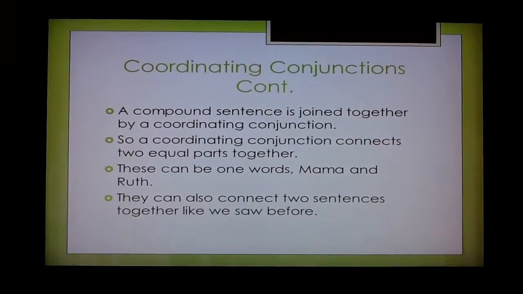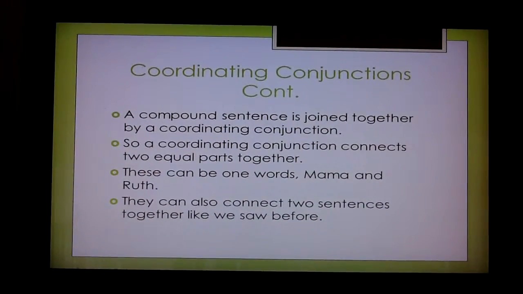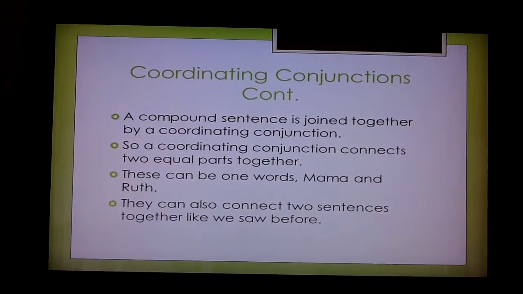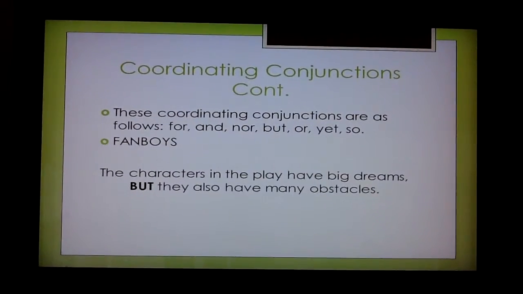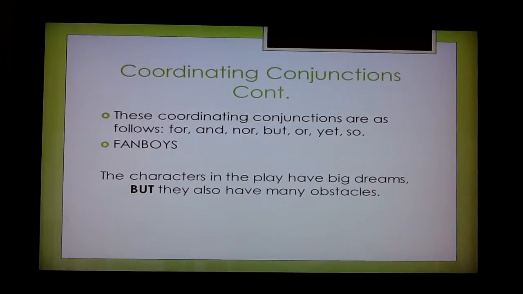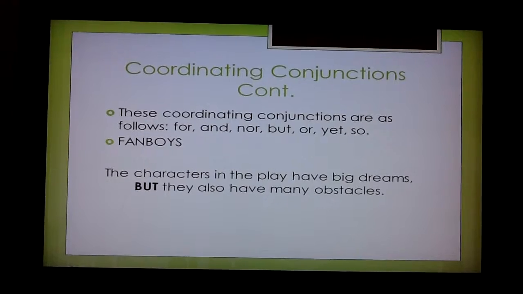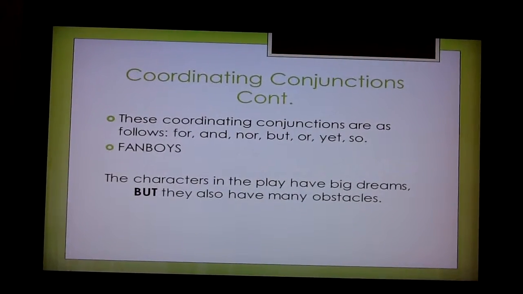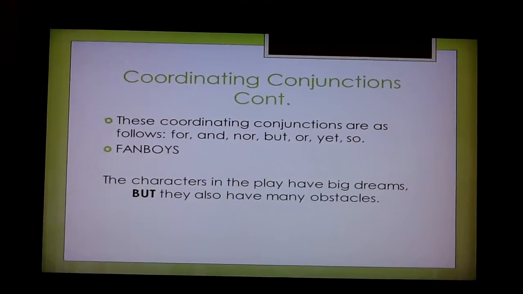So a coordinating conjunction connects two equal parts. And these can be words or whole sentences like we saw before. In just the words Mama and Ruth, and would still be a coordinating conjunction that connects Mama and Ruth together. The words that we use for those are for, and, nor, but, or, yet, or so. An easy way to remember that would be FANBOYS, where each word is represented by a letter.